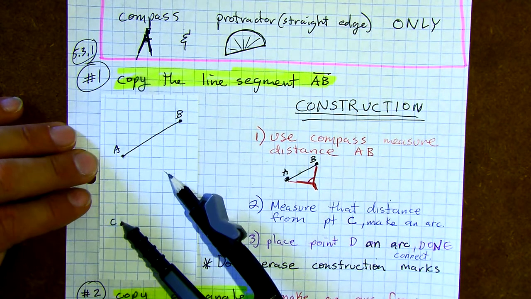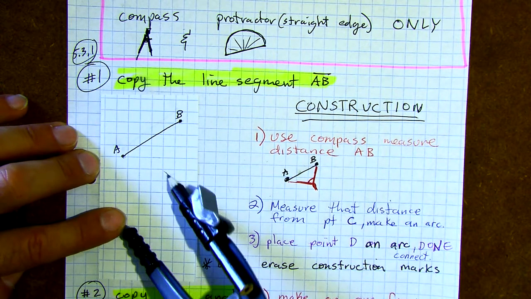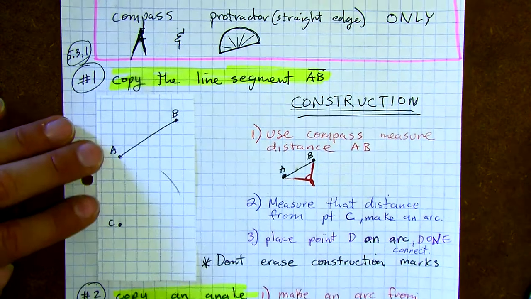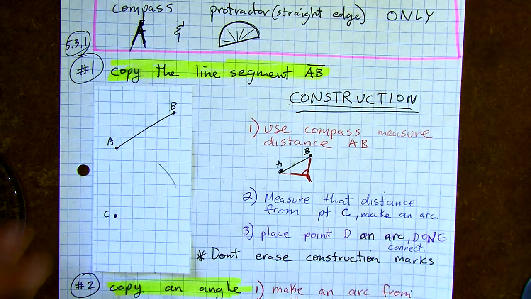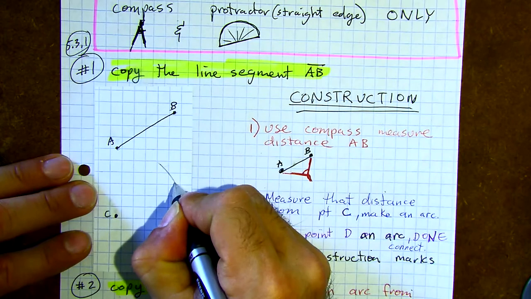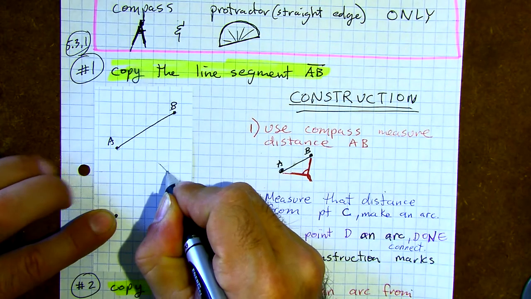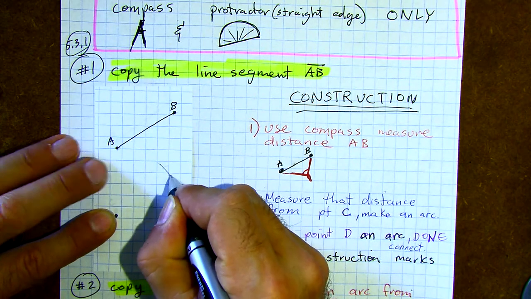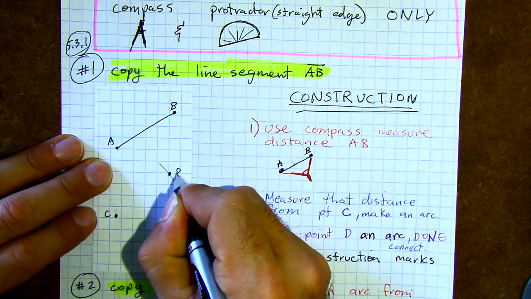So I have this as my anchor point. I just made a little arc. Now what I'm going to do is place a point on that arc anywhere. See, this is the same distance from C. This is the same distance because these are all radii, same radius. So go ahead and make a point, label it D.